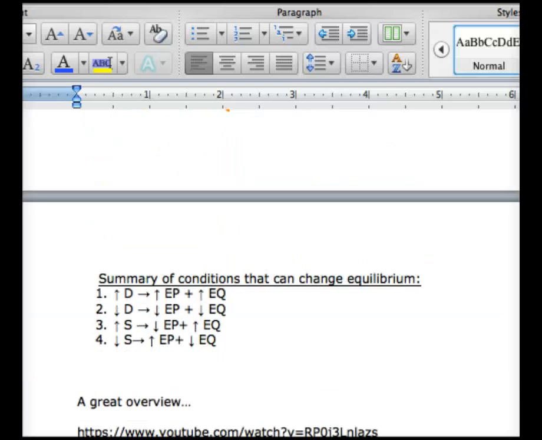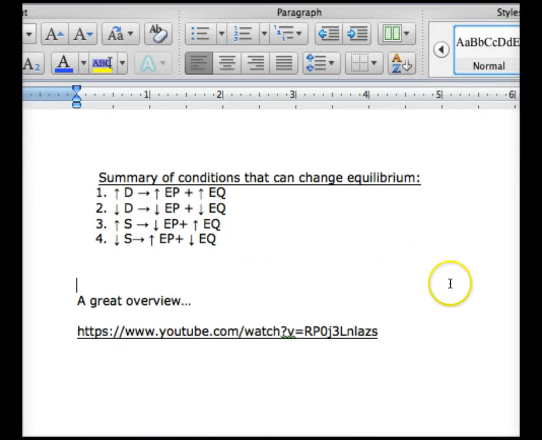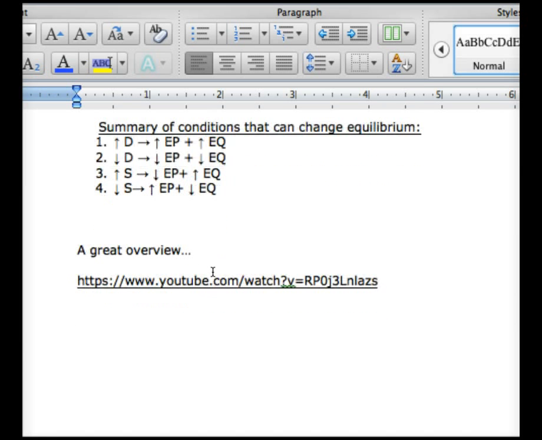So my little summary here of the conditions with a really good YouTube link for you to follow, which will be in this document. So increase in demand, increase in equilibrium price, increase equilibrium quantity. Decrease in demand, decrease equilibrium price, decrease equilibrium quantity. Say that fast 10 times. Increase in supply, decreased price, increased quantity, decreased supply, increased price, decreased quantity.